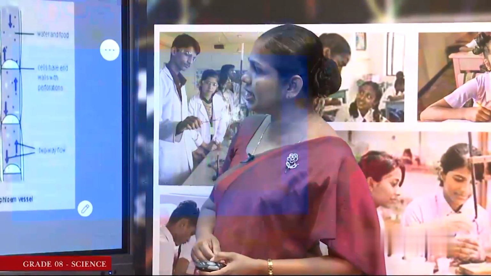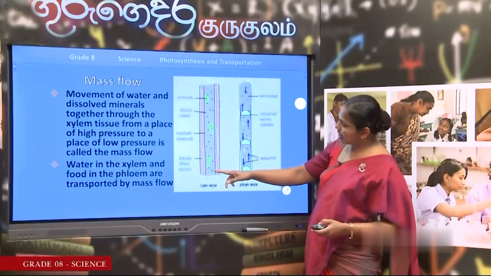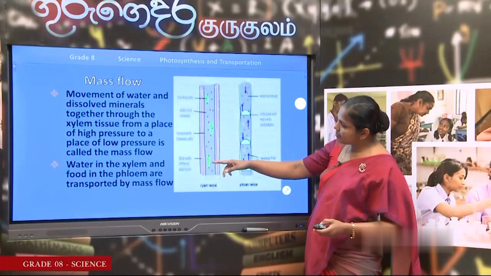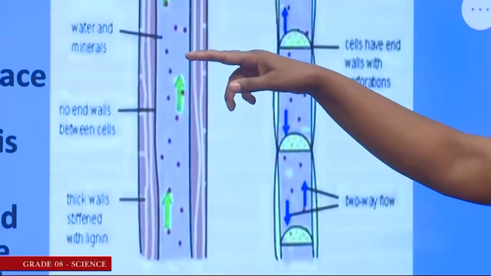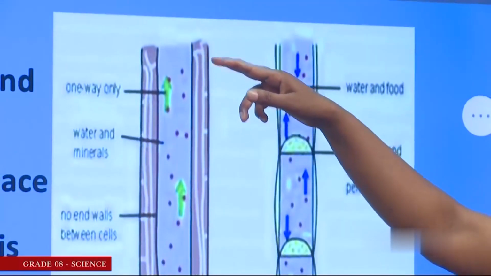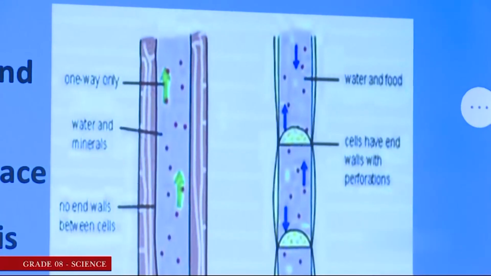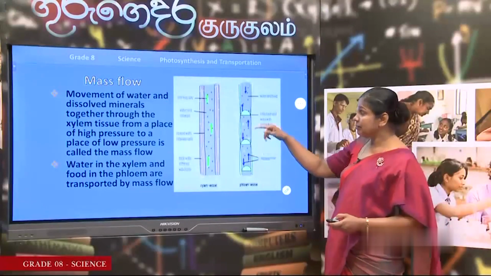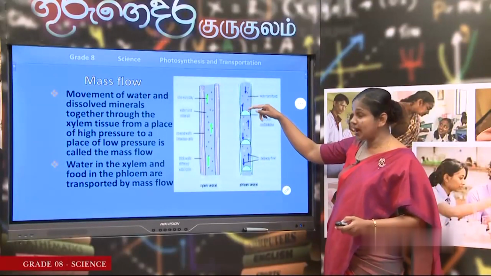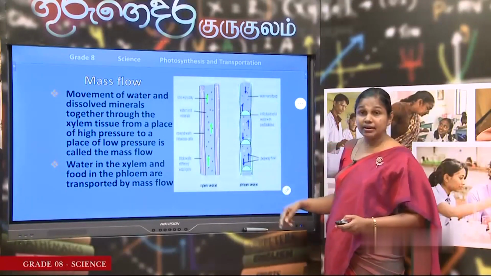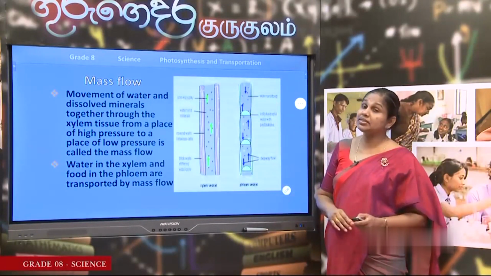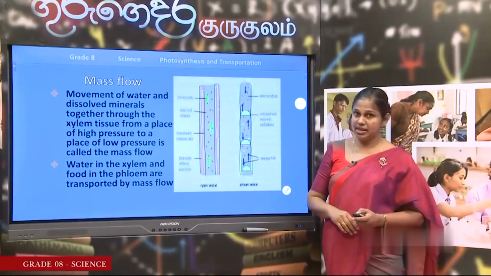Here you can see this is the xylem vessel, the way that water and minerals are transported, carried towards the upper part of the plant. This is the phloem tissue. This shows the way that food is carried towards the other parts after producing in leaves.